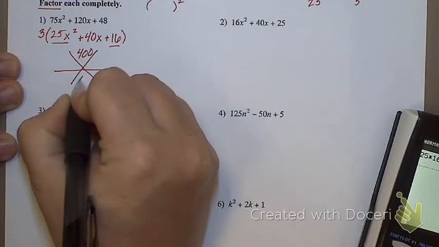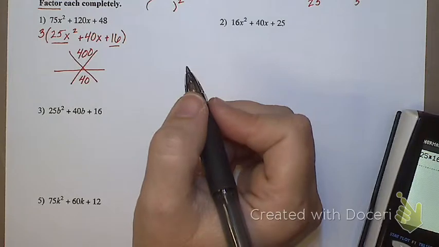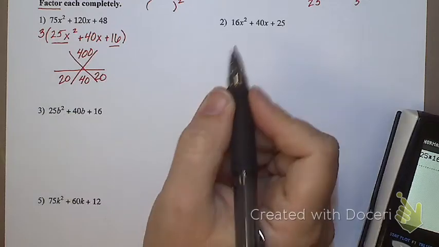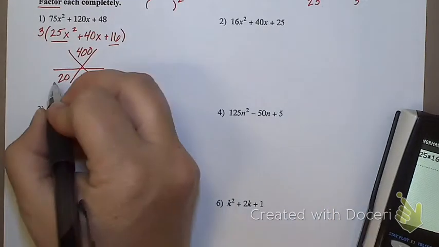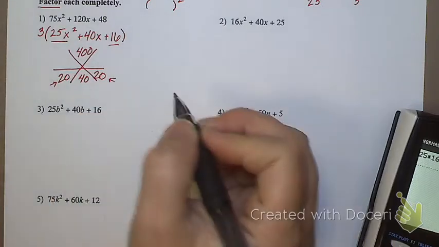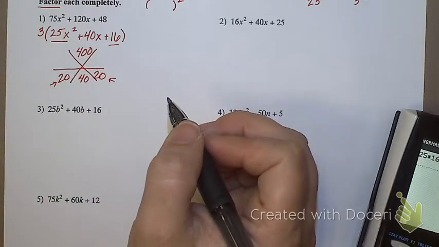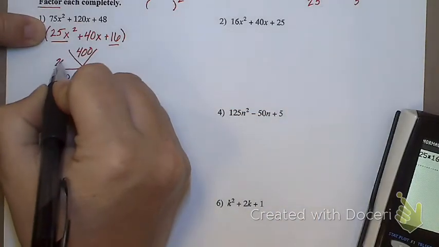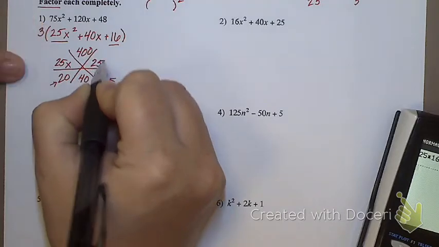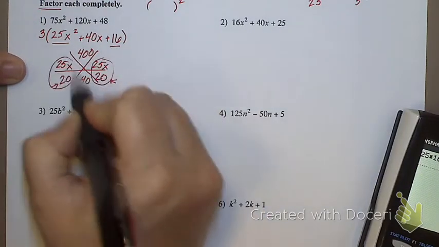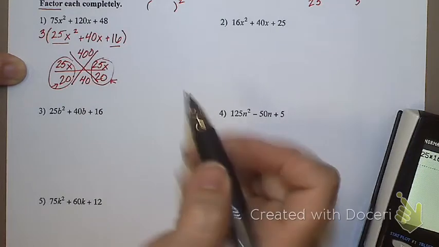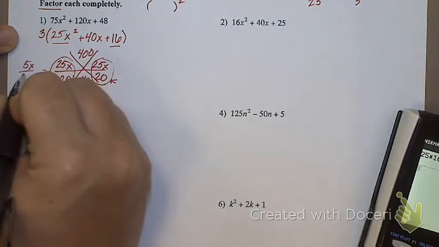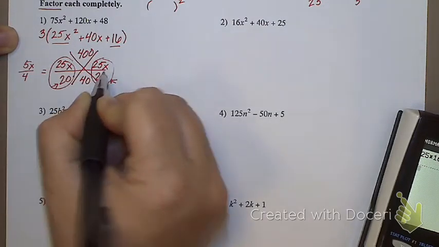And then on the bottom I need 2 numbers that multiply to get 400 and add to get 40. I'll give you a hint. With these perfect square trinomials, these 2 numbers are always going to be the same. What do I put on the top? 25x and 25x. So you are always going to get the same thing on both sides if it's a perfect square trinomial. So what is 25x over 20 reduced to? 5x over 4. This one will also reduce to 5x over 4.